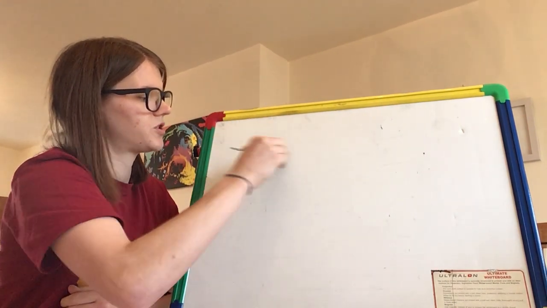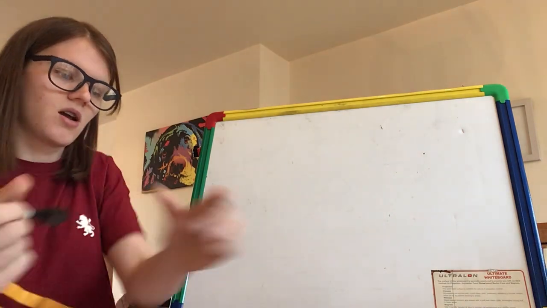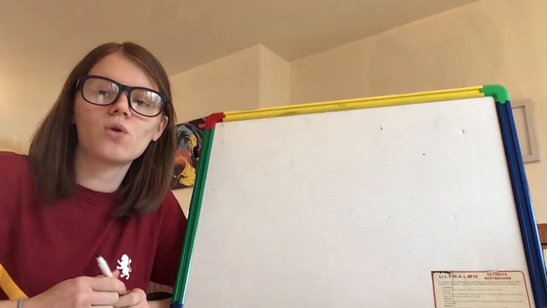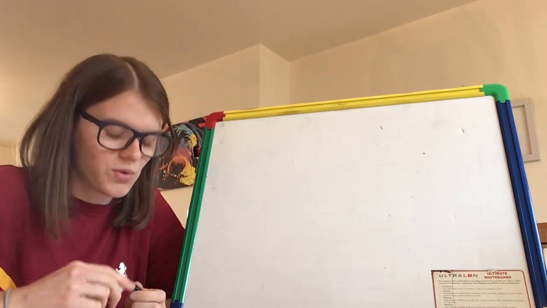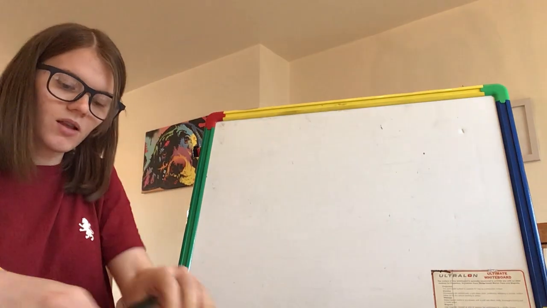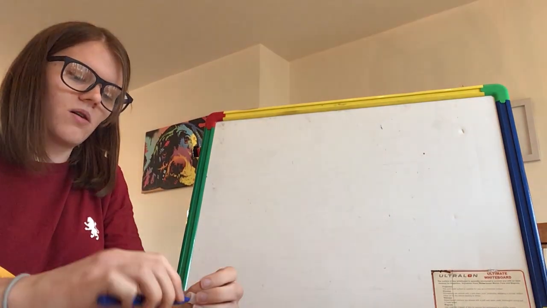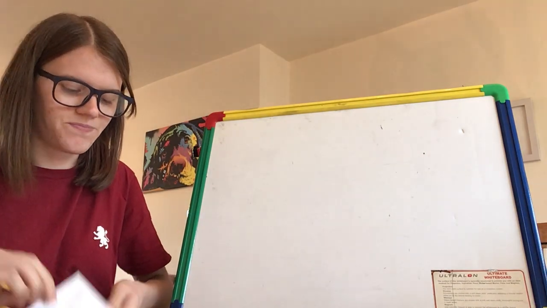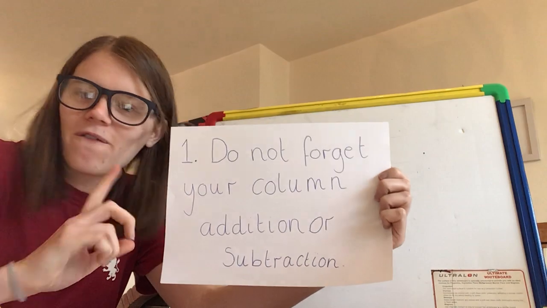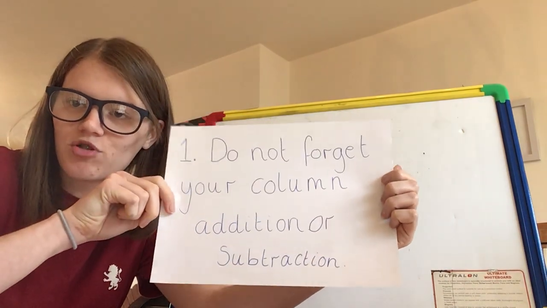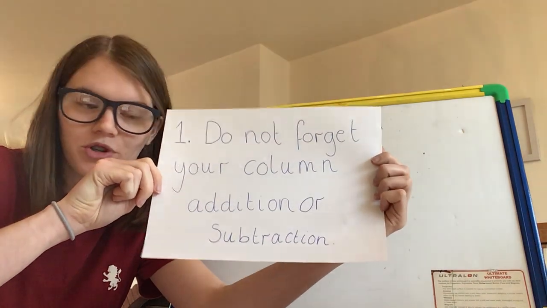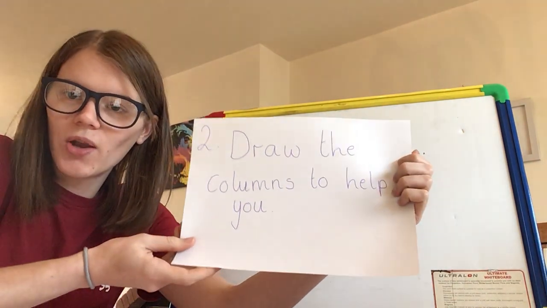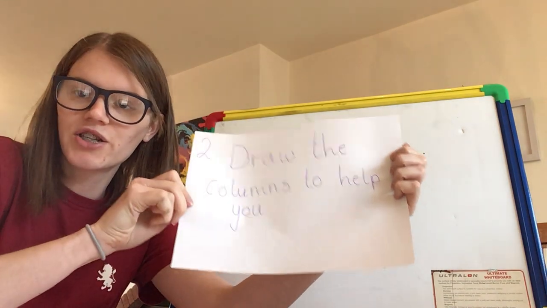Okay, so let's have a think about a proper bar model question, okay, because they won't always be adding. They won't always be adding. So let's go through a couple of our bar modelling rules that are going to help you. Okay, so the first one, do not forget your column addition and column subtraction, okay, because they will really help you during these questions. Second rule, draw the columns out to help you, just like I did, okay? Draw them out to help you.